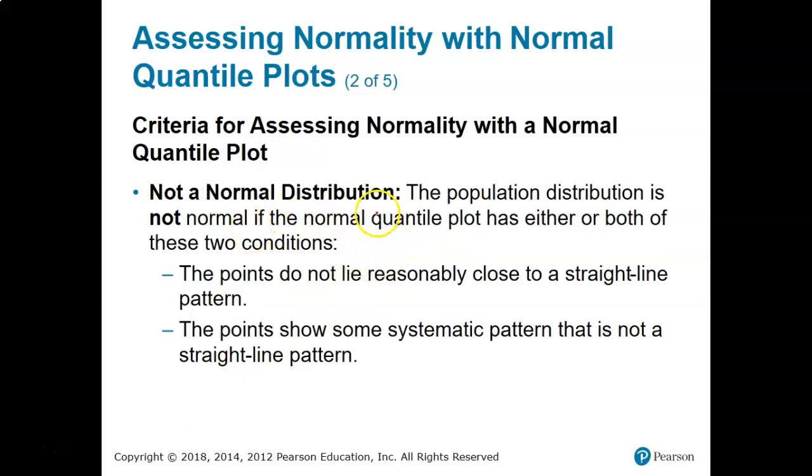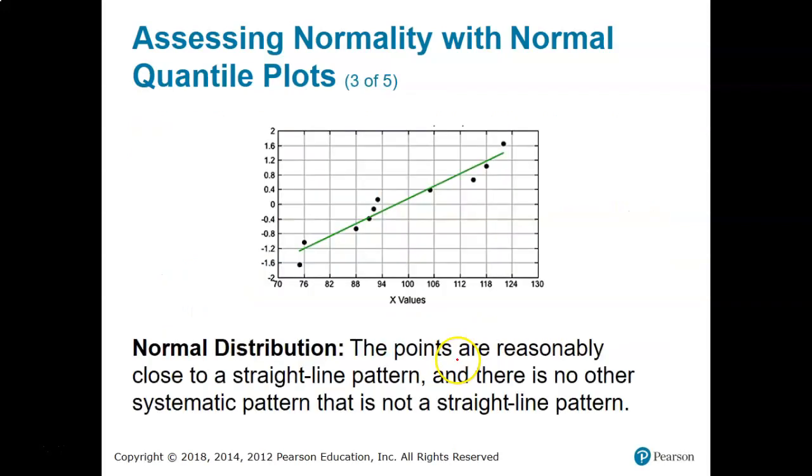Okay, so it's not a normal distribution if it either does not lie reasonably close to a straight line pattern, or the points show some kind of systematic pattern that's not a straight line pattern. Okay, so this is an example here. They're not perfectly in line, but they are fairly close to a straight line. So if I was looking at this normal quantile plot, I would say that there's no kind of systematic pattern. So they're reasonably close to a straight line, so we would say that it is a normal distribution.